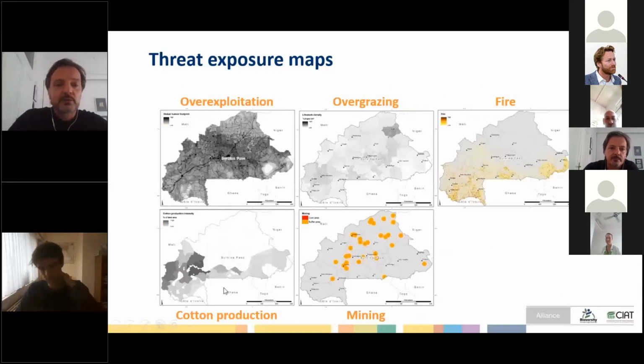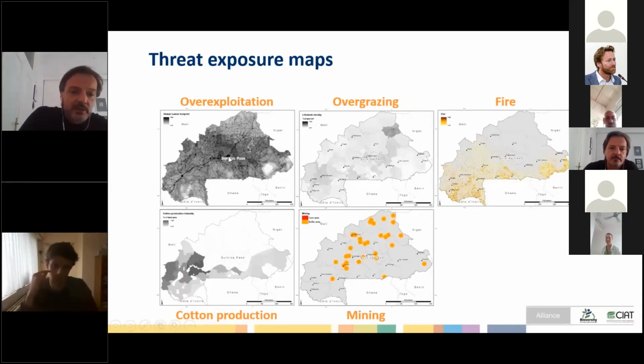For the current threats, or the threats that we are measuring in the short term, because we already have data sets to do that, these are the examples, as you see, for Burkina Faso. On the top left, overexploitation, you see here a map of accessibility. These dark black areas you can maybe easily distinguish as the road networks for Burkina Faso, whereas the other darker areas are densely populated places.